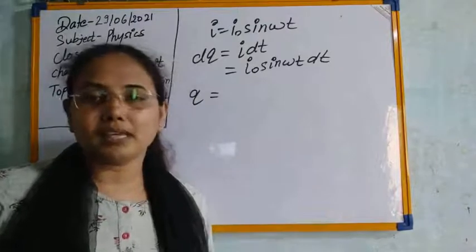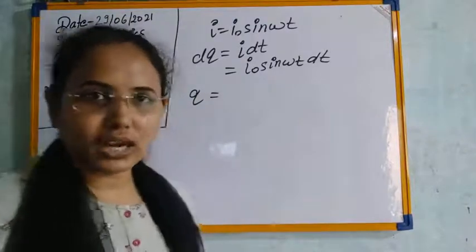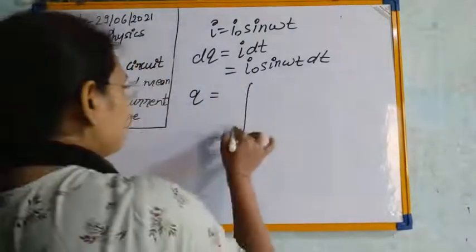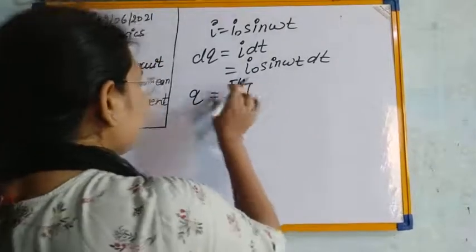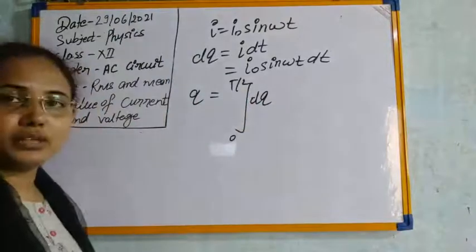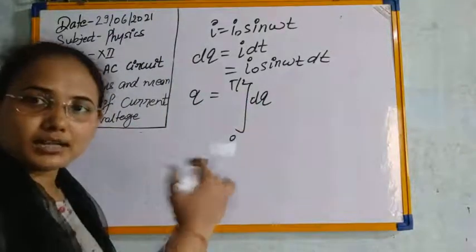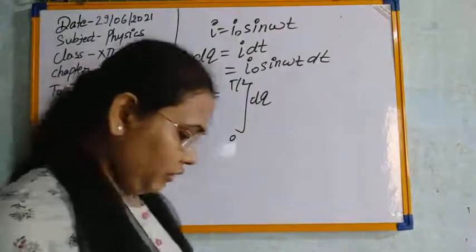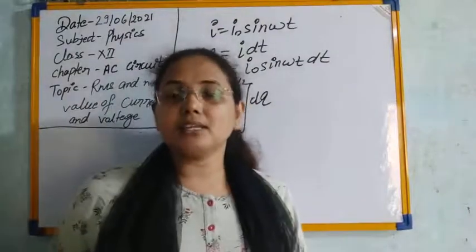Only for half of the cycle we are trying to find out the charge sent by the AC here. So if we integrate this whole dq over the integral from 0 to T by 2, then it will provide us the value of charge sent by AC. Later you can also see what is the charge sent by DC.